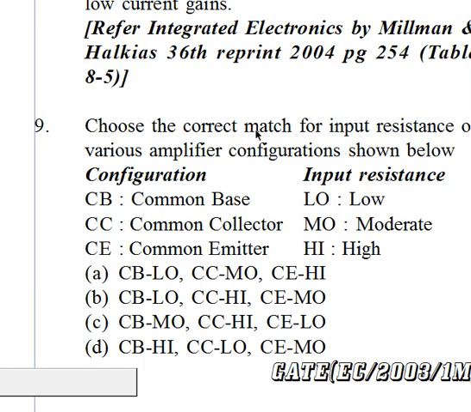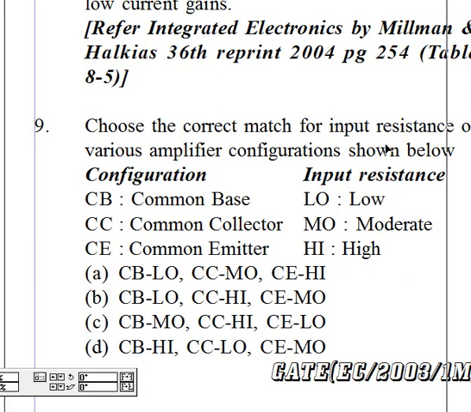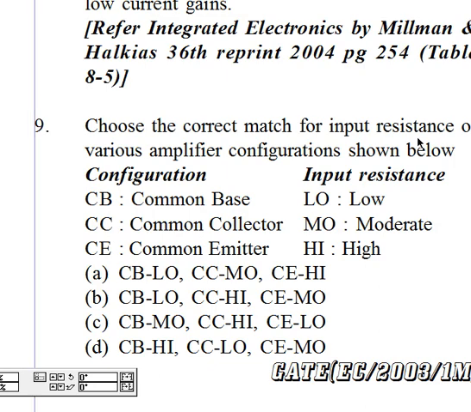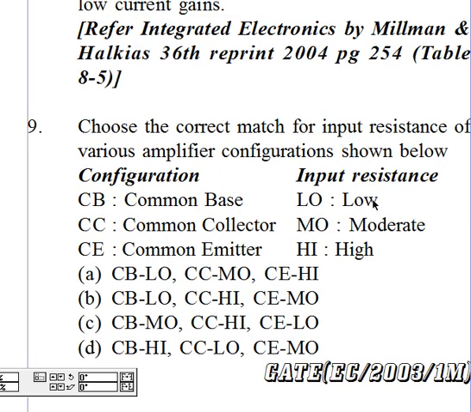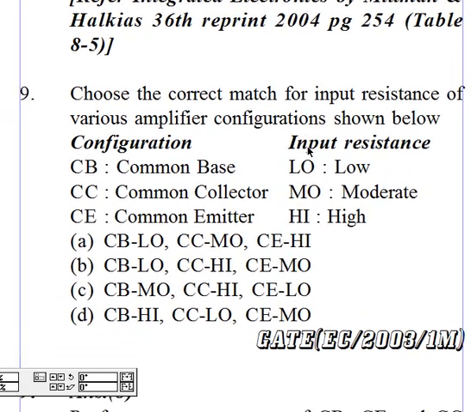Now choose the correct match for the input resistance of various amplifier configurations. Common base has low input impedance, common collector has very high input impedance, common emitter has moderate. So you have to match. This is what I matched: common base has low, common collector has very high, and common emitter has moderate.